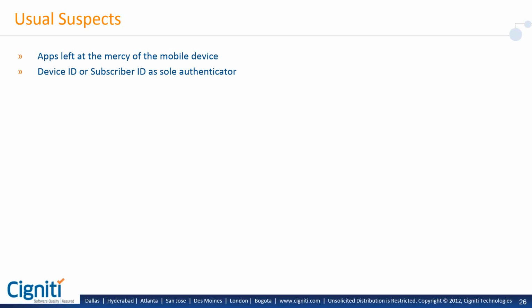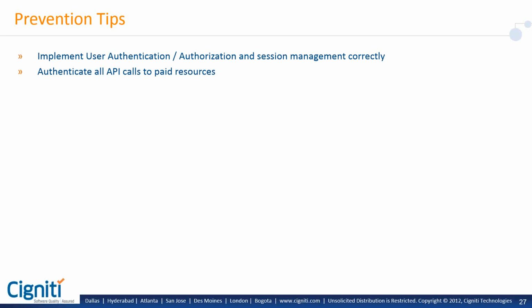The usual suspects for this are typically apps left at the mercy of the mobile device. You need strong authentication and authorization so that it is not left to the mobile device itself. Never use the device ID or the subscriber ID as the sole authenticator. It can be used as one part of it, but it should not be the only part.